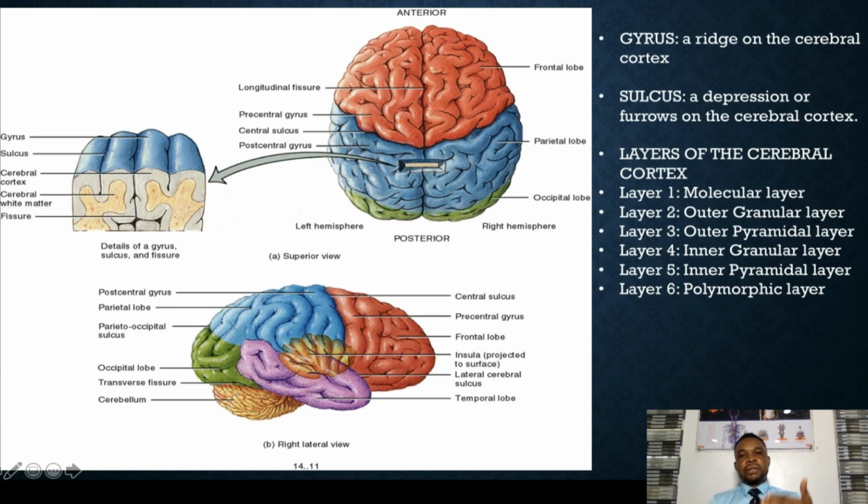Now, taking a section of the brain, maybe a coronal section, you will see of the cerebral cortex, you discover that the cerebral cortex has 6 layers. Layer 1 is known as the molecular layer. Layer 2 is the outer granular layer. Layer 3 is the outer pyramidal layer. Layer 4 is the inner granular layer. Layer 5 is the inner pyramidal layer. And layer 6 is the polymorphic layer. These are the layers of the cerebral cortex. These layers contain some cells that we'll discuss later as well.